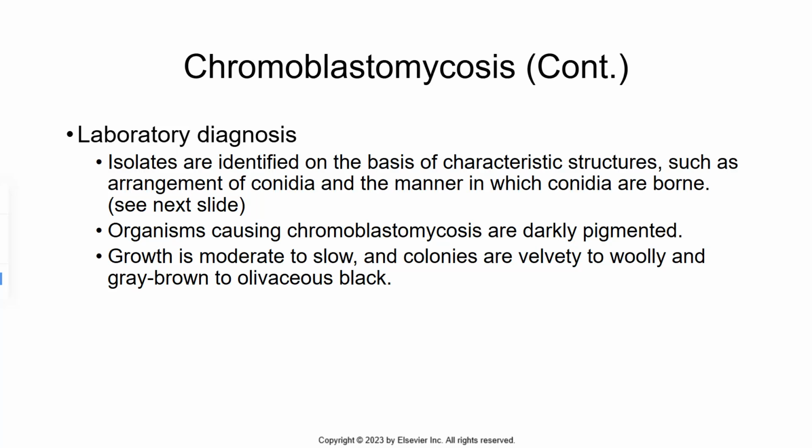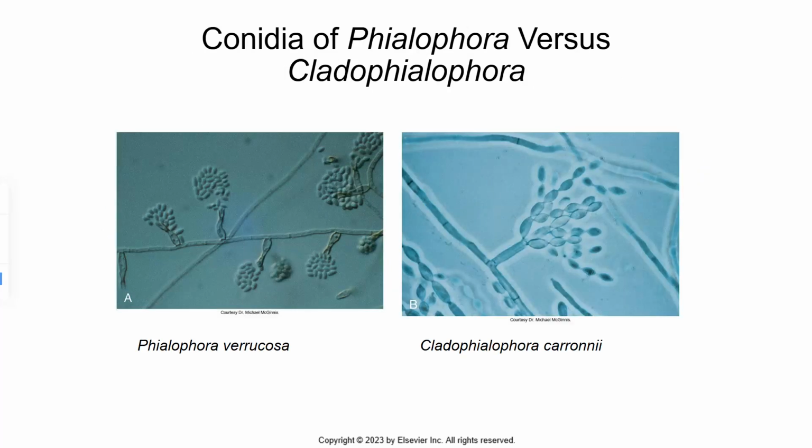Laboratory diagnosis: isolates are identified on the basis of characteristic structures, such as arrangement of conidia and the manner in which the conidia are borne. Organisms causing chromoblastomycosis are darkly pigmented. Growth is moderate to slow, and colonies are velvety to woolly and gray-brown, olivaceous black. So this shows Phialophora verrucosa.